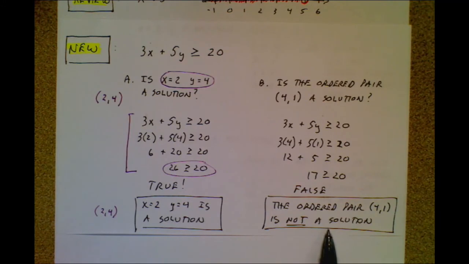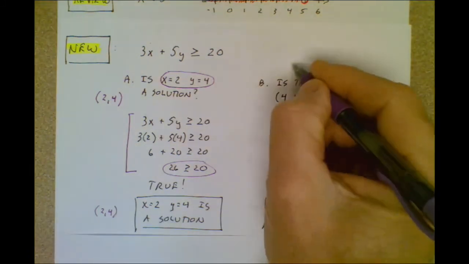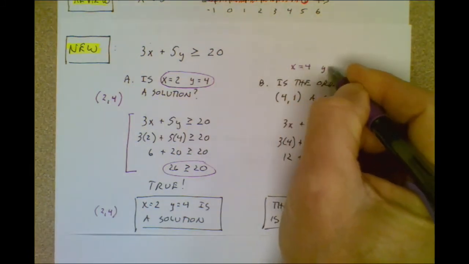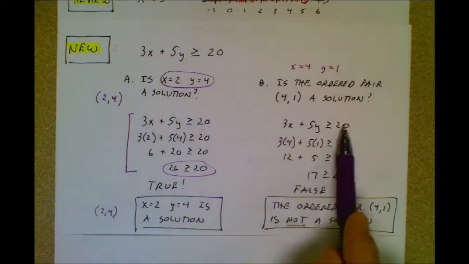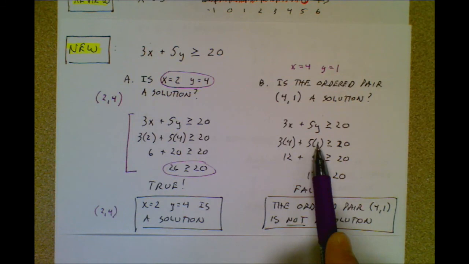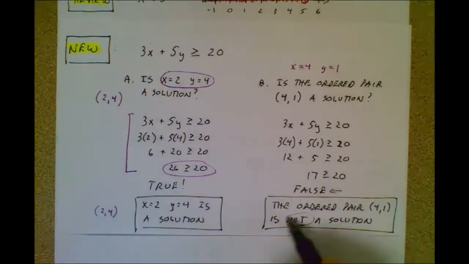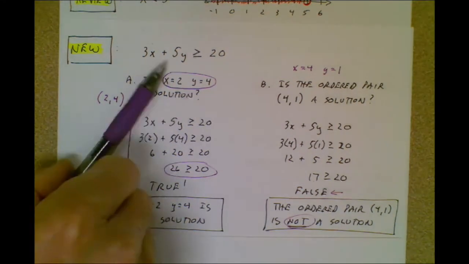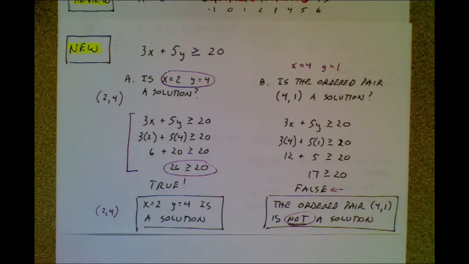Over here on the right, you see a 4, 1, and I could have said that's x equals 4, y equals 1. And I want to know if that's a solution. I take my inequality, plug in the x and the y, I work out the math, and is 17 greater than or equal to 20? It's false, so that means that ordered pair or that x and y value are not a solution to that inequality. We'll add on to this with a graphing method later, but for now, that's all you need to know.